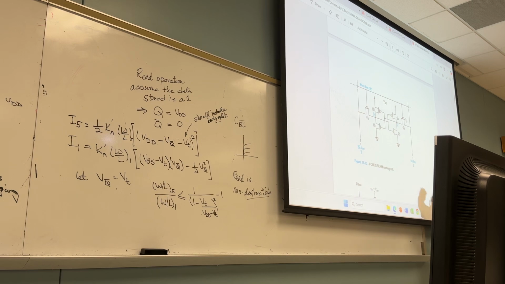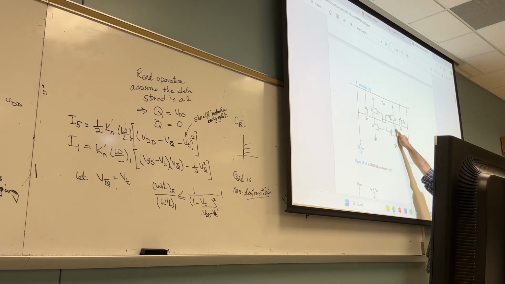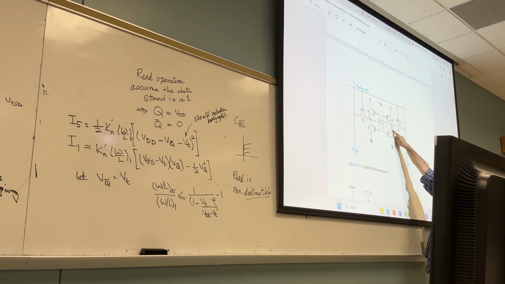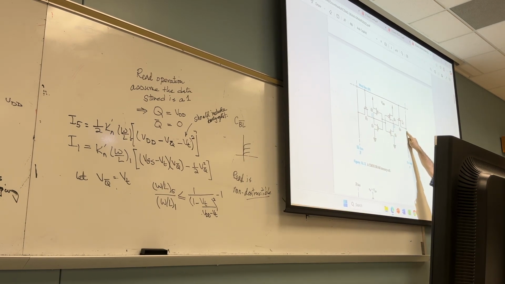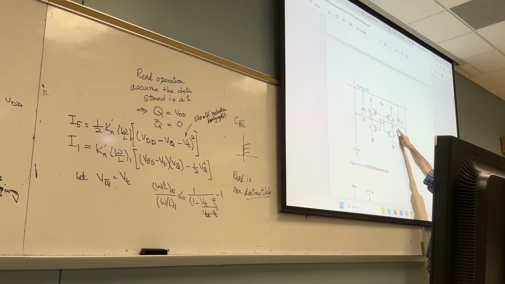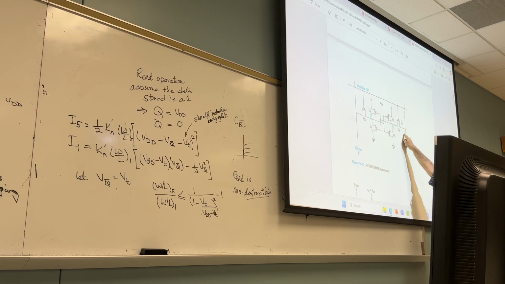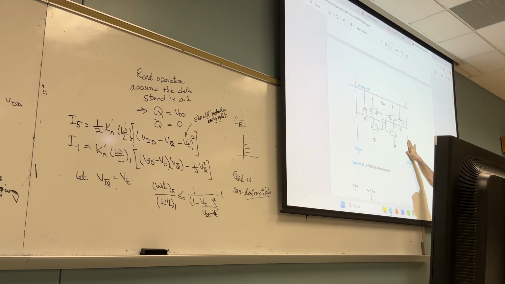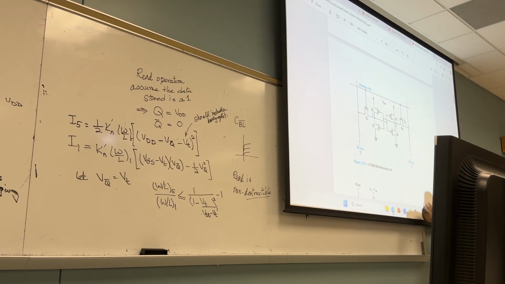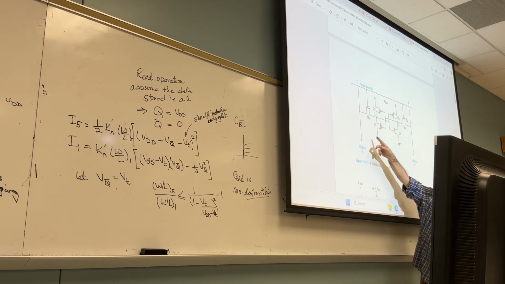What happened here? This is the Q. Remember, what did I assume? Q is 1. What is being stored is a 1. Which means this is VDD. This is VDD over 2. So what will happen? Current will go this way. What happened to this line? It goes up.